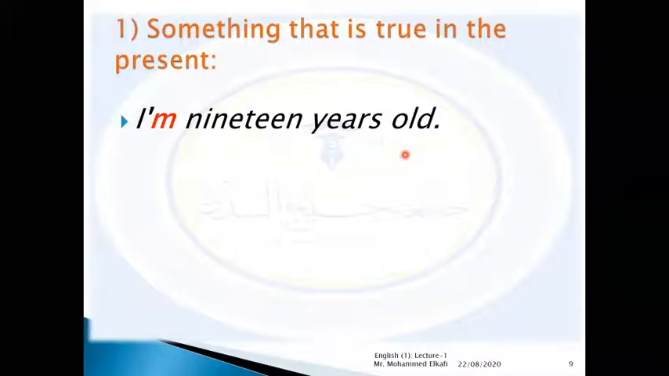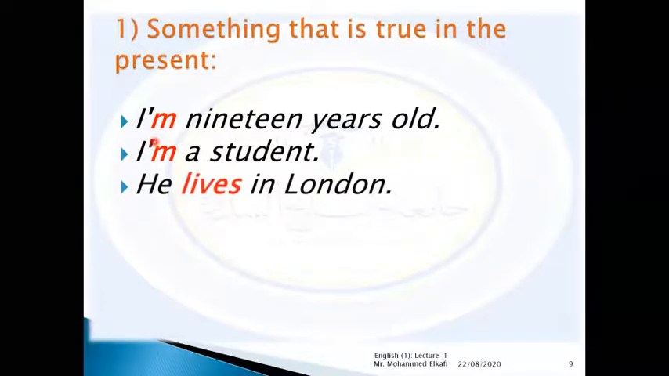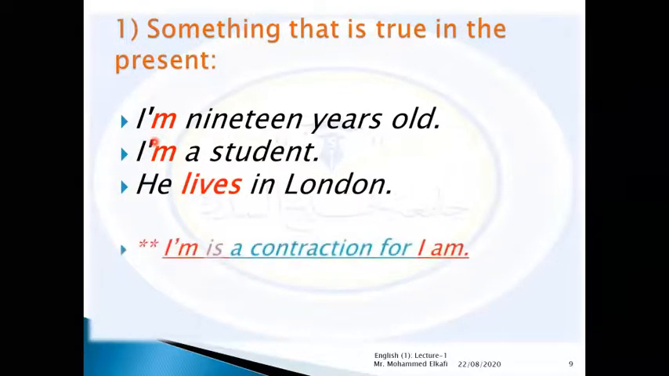So you can say I am 19, I am 20. This is a form. We use this form of am. I am a student. He lives in London. And here you should remember that I'm in this form is a contraction for I am. So I'm in this way means I am.